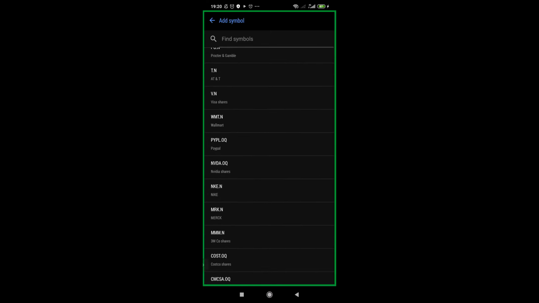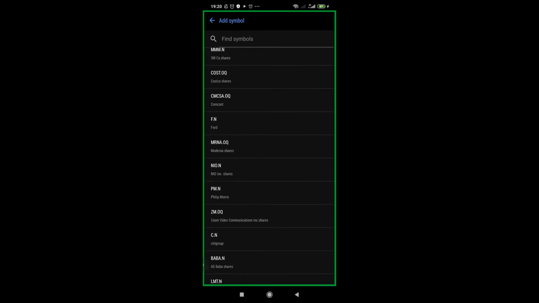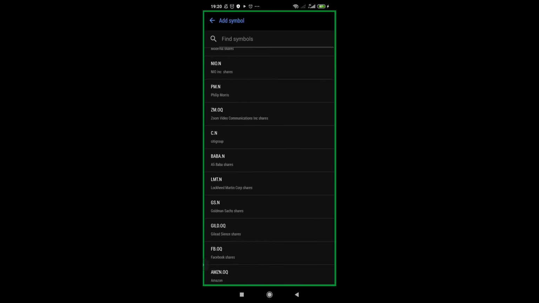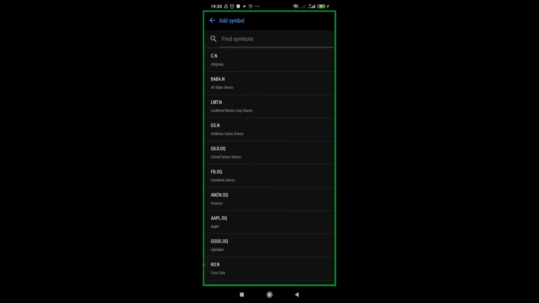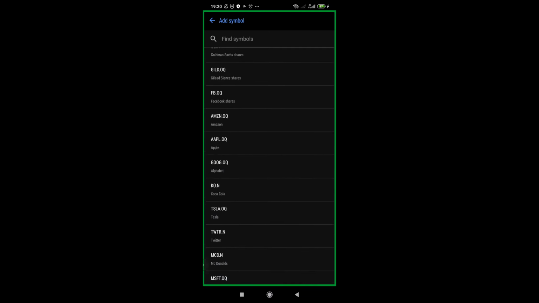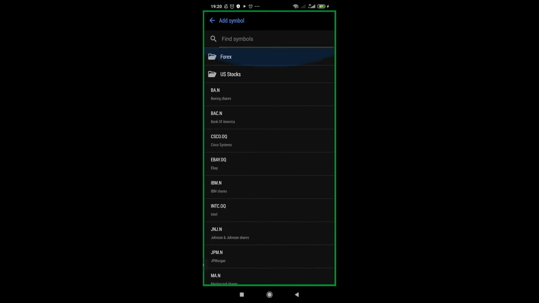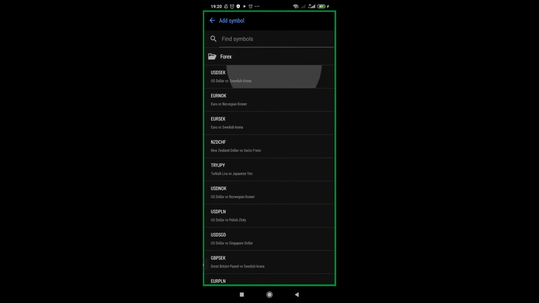If you want to trade any other commodity, US stocks are here. See what we have available. We have PayPal, Nike, Ford, Citigroup. You can buy Alibaba shares as well, Goldman Sachs shares, Facebook shares, Amazon, Apple, Alphabet, which is Google, Coca-Cola, Tesla, a whole lot. You can actually trade stocks on the TenTrade platform because of what we learned yesterday: contract for difference. Remember that. So let us stick with Forex for now.